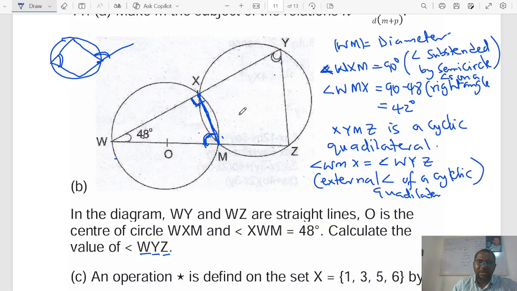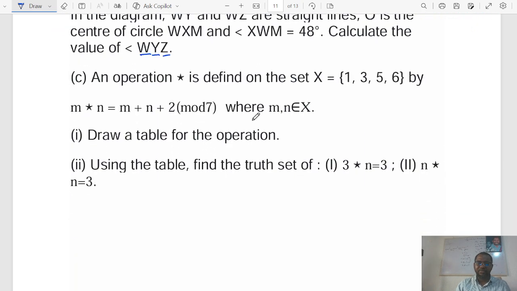Since opposite angles of a cyclic quadrilateral sum to 180, you know, but I like working with the rule that will make me get to my answer easier. So that's the answer to that one.